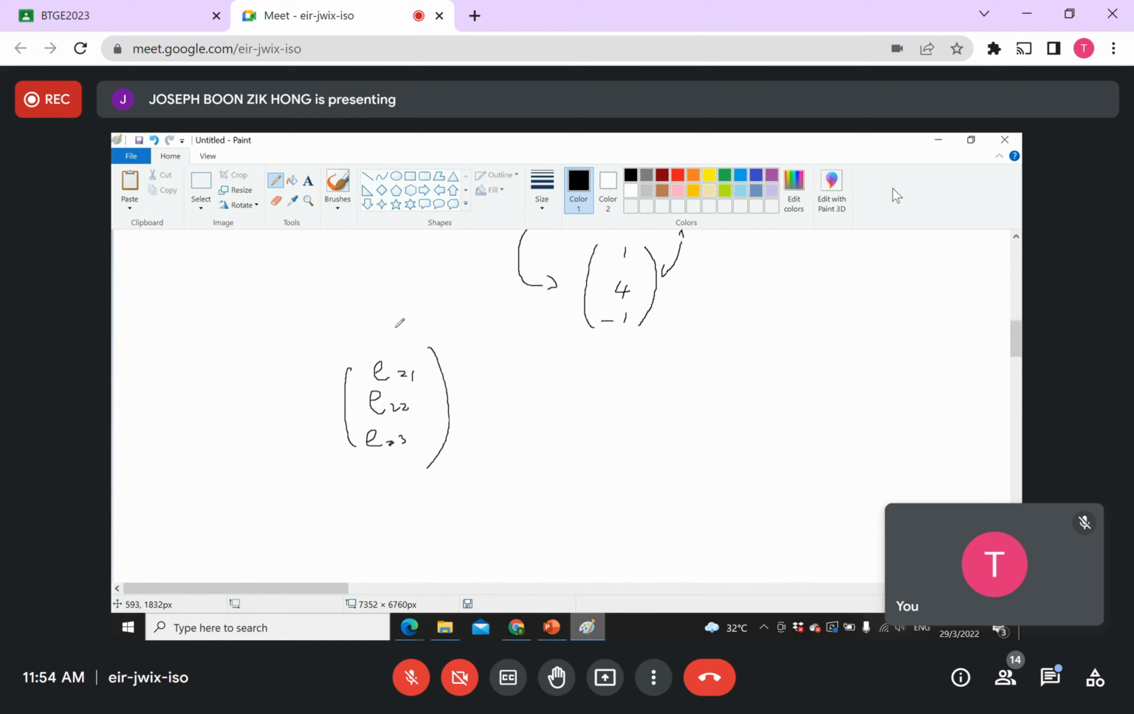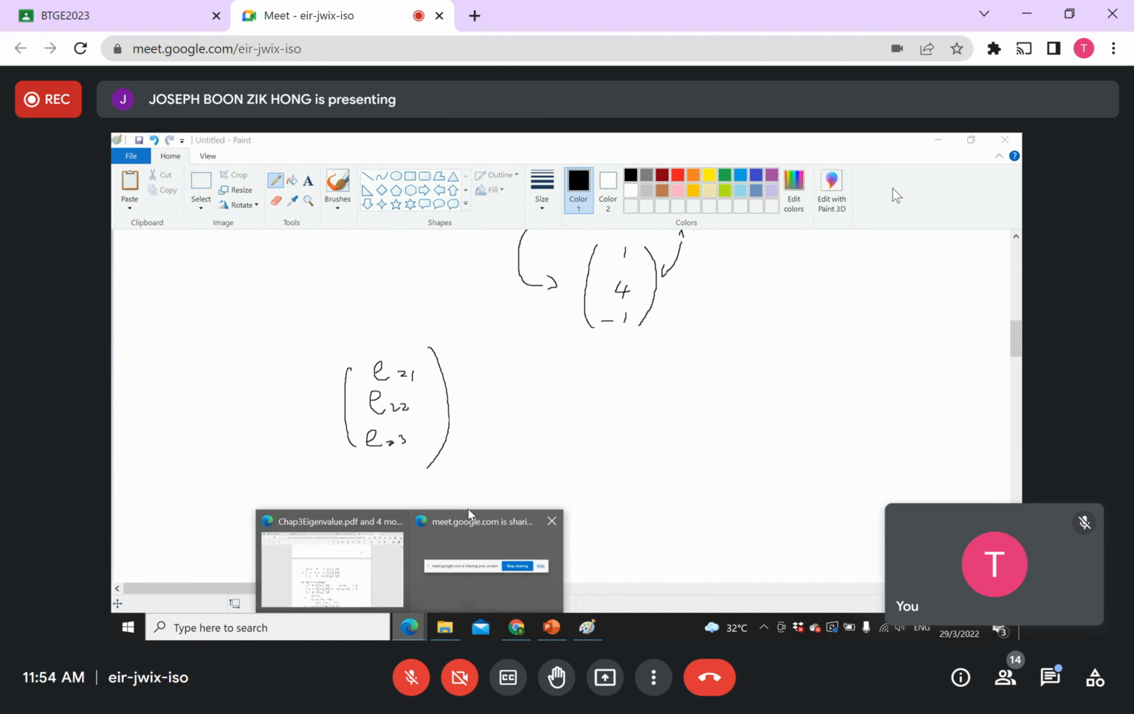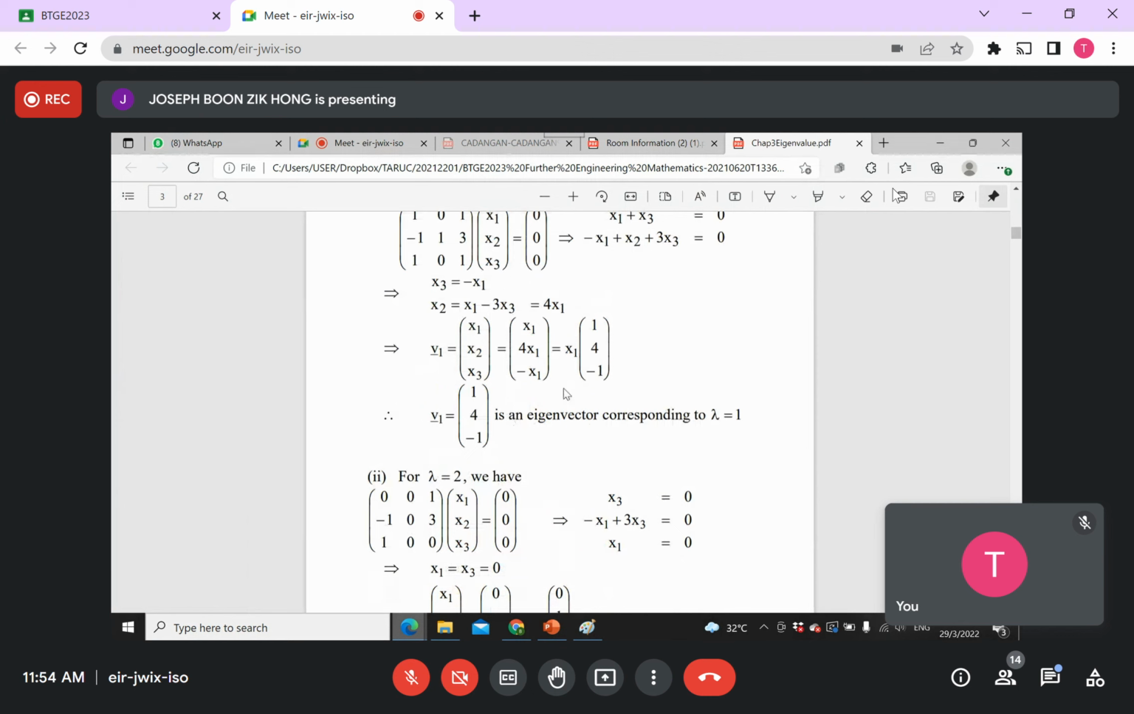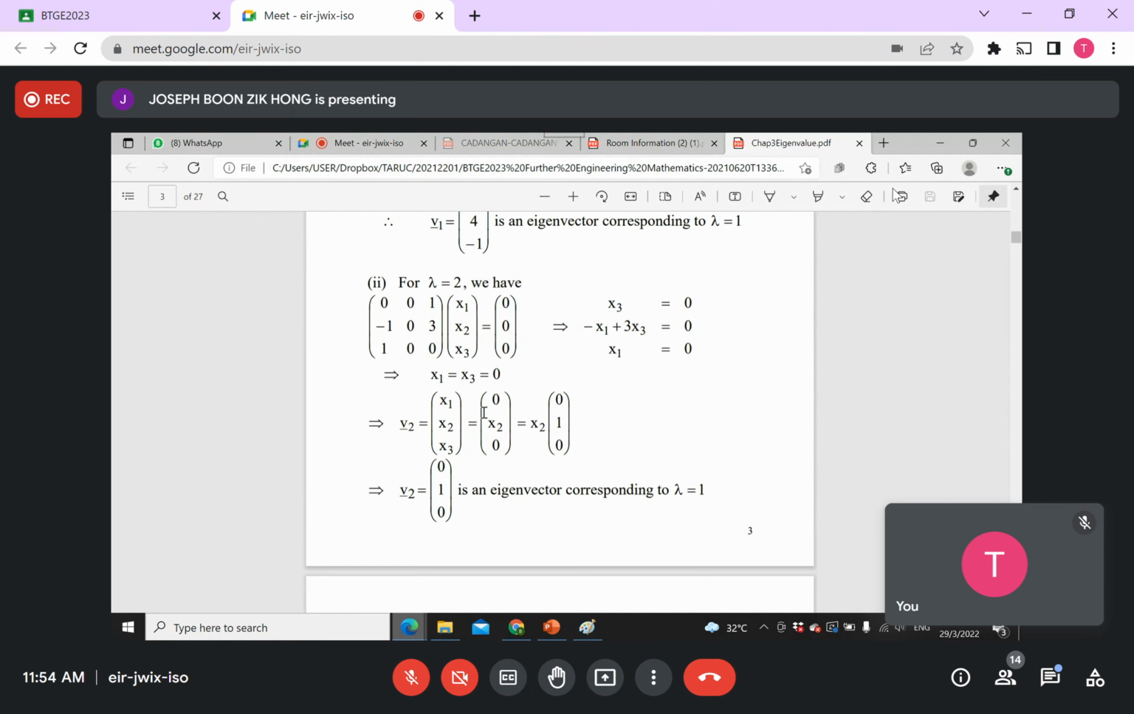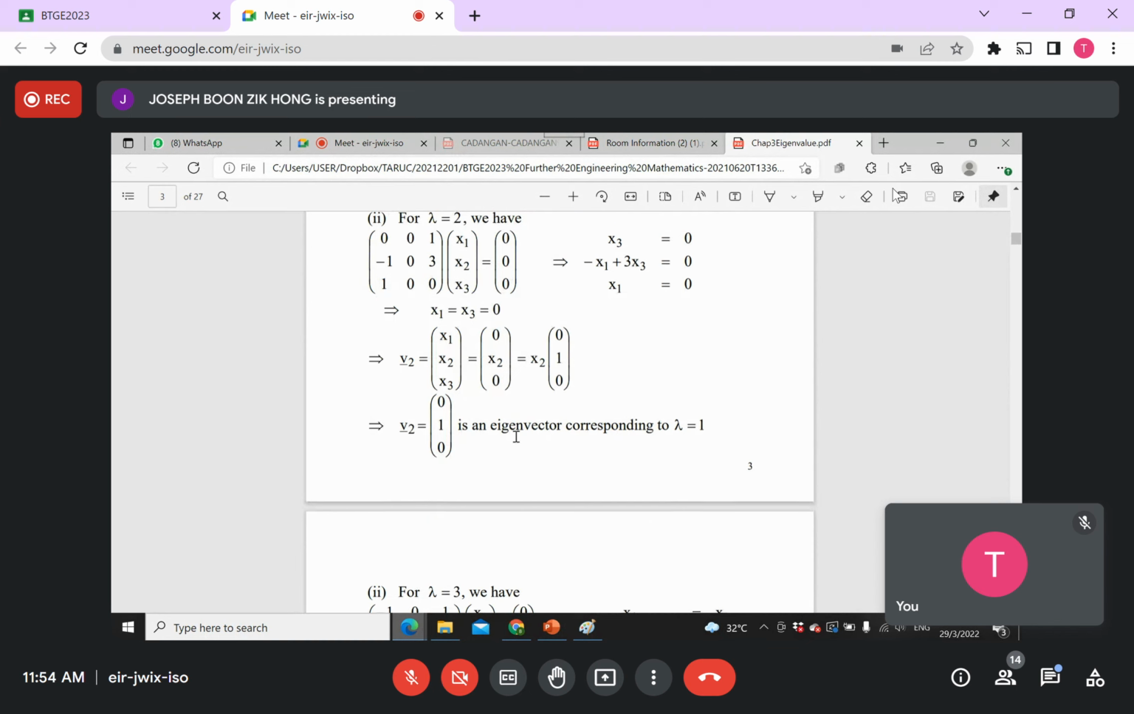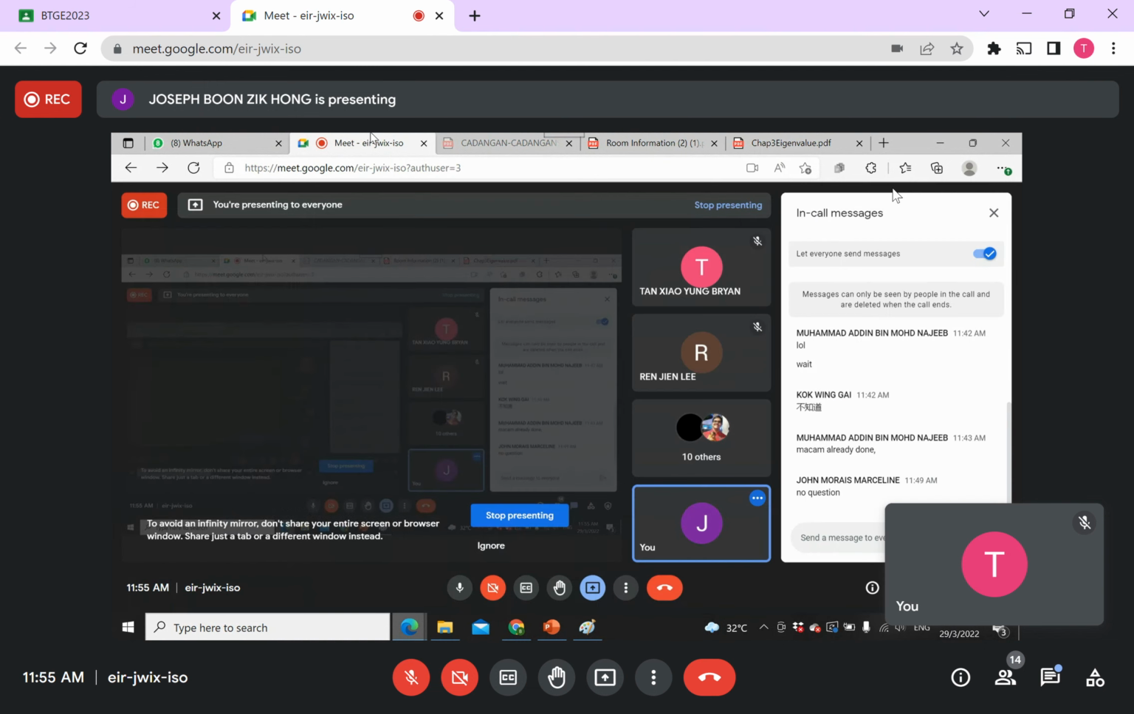Up to you. So now it's your turn to try to get the second eigenvector and third eigenvector. See whether it is the same as this one. You see, they choose the answer 1, 4, negative 1. So now your turn to choose lambda equal to 2. See whether you get 0, 1, 0 or not. See whether you can get it or not. Try it now.